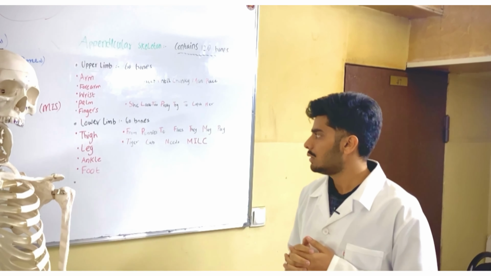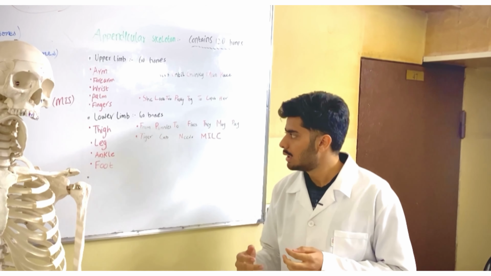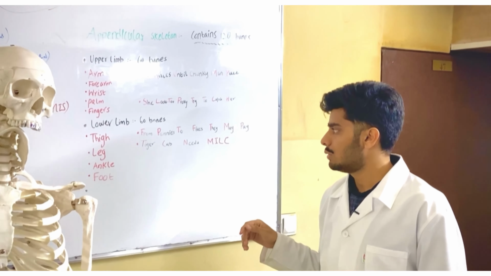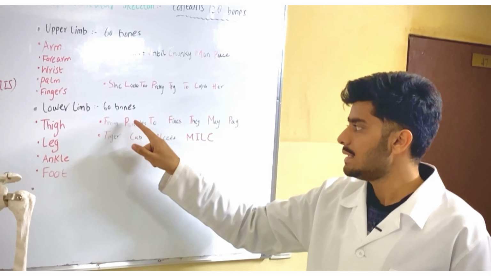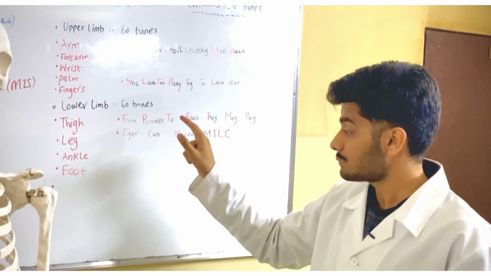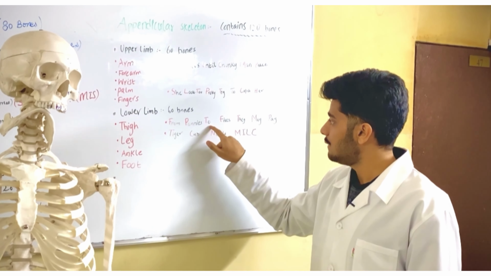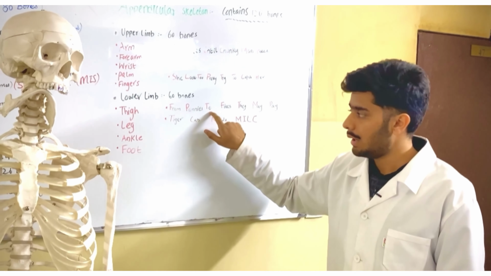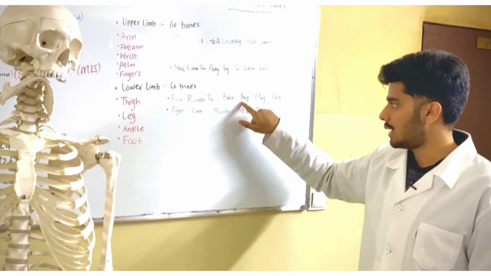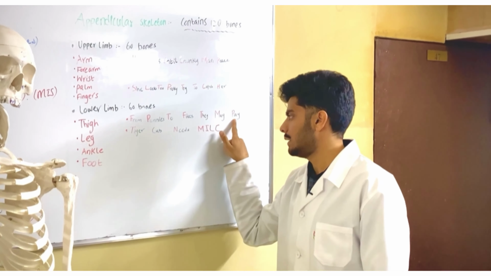In order to remember all of these bones we also have a mnemonic: "From pennies to fives, they may pay." F for femur, P for patella, T for tibia, fibula, then T for tarsal, M for metatarsal, and last but not least, phalanges.